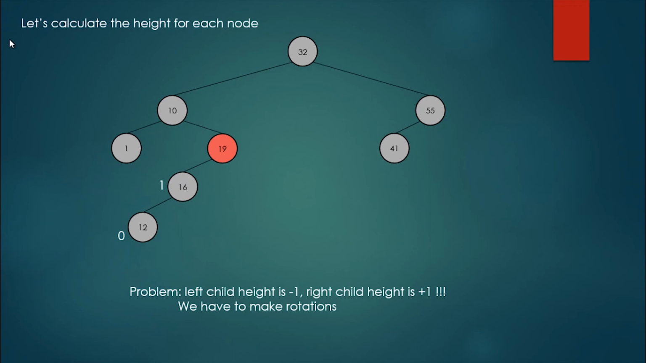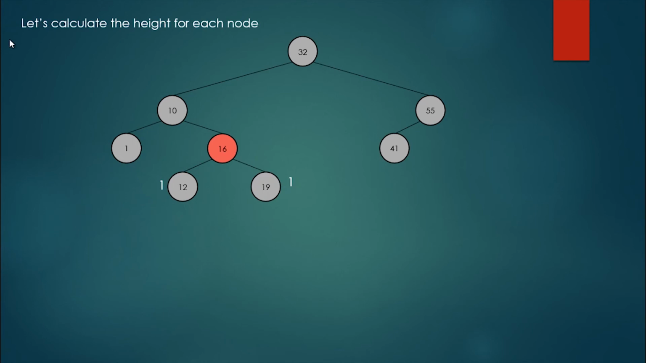But in this situation it is 2, it is greater than 1. So we have to make rotations, and because this situation was doubly left heavy, we have to make right rotations. So the 16 will be the parent node, and the 12 will be its left node, and the 19 will be its right node. And we continue our algorithm.